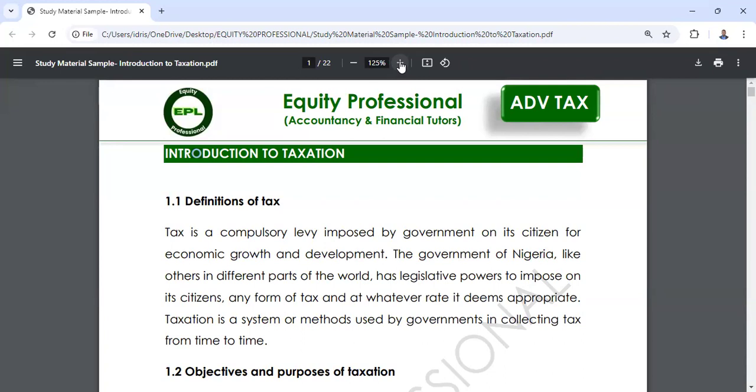What is taxation? Taxation is a system or method used by government to collect tax from time to time.